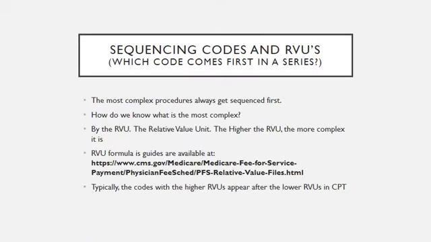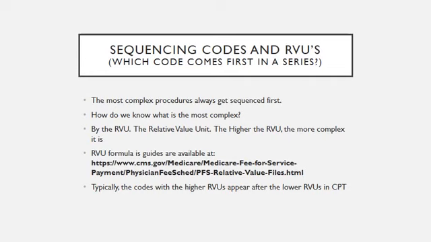Sequencing codes and RVUs. Yes, we do have to sequence CPT codes. And what does sequencing mean? Well, it means which codes come first in a series. Which codes do you sequence or put first? Just like in ICD-10, ICD-9, ICD-11, the most complex procedure is always sequenced first.